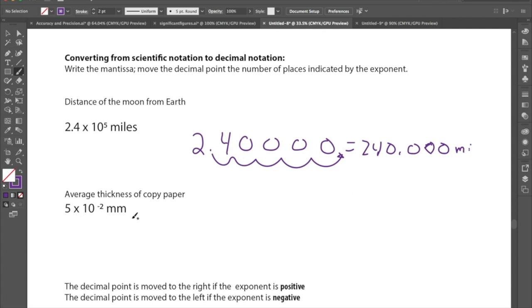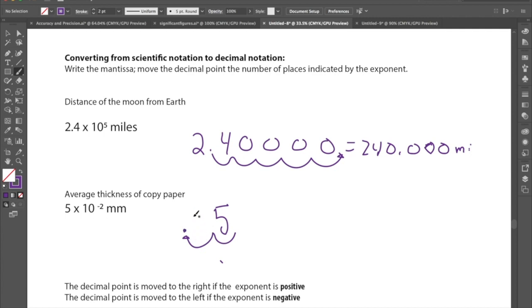In this case, we're going to look at the average thickness of copy paper, which is taken to be about 5 times 10 to the minus 2 millimeters. So first step, we're going to write the mantissa. In this case, because it's just the number 5, no decimal, we just have 5. So we're going to take it from where the decimal would normally be, and since the exponent is negative, we're going to move it to the left 2 times. The decimal will normally be here, so we move it once to the left, twice to the left, and I'll place our decimal right there.